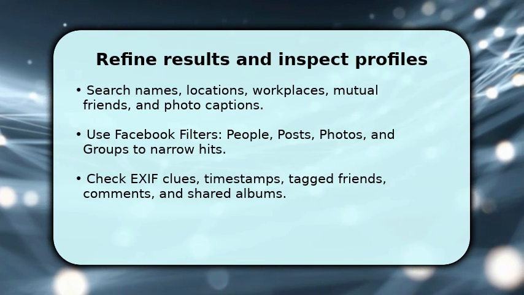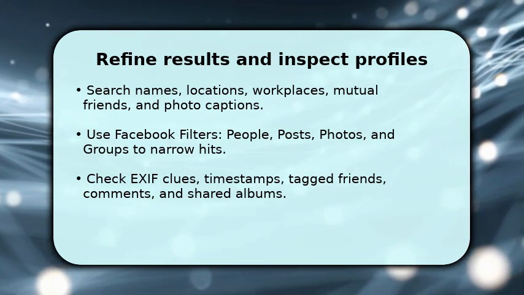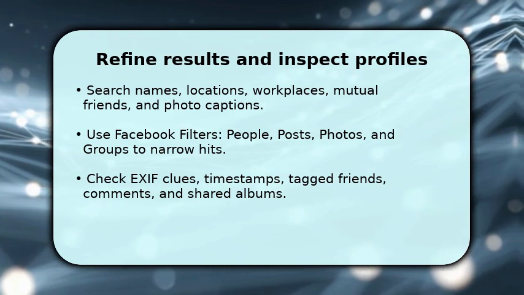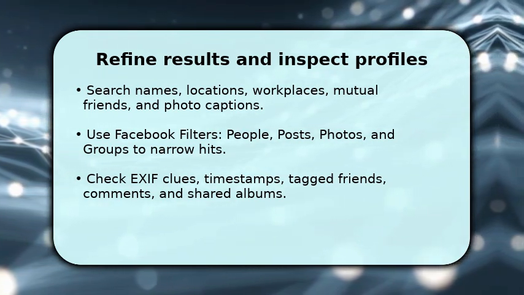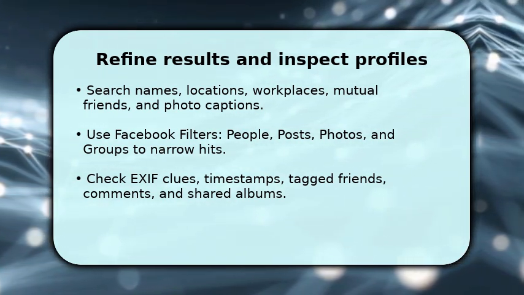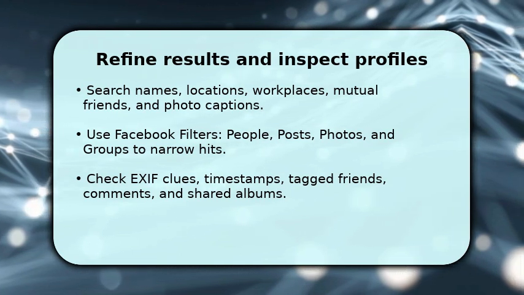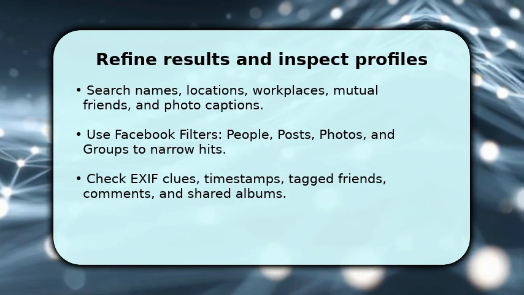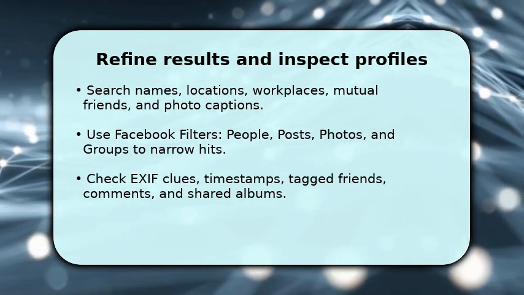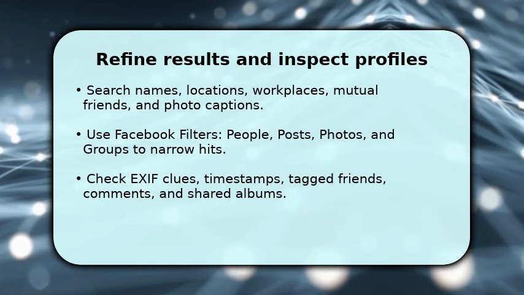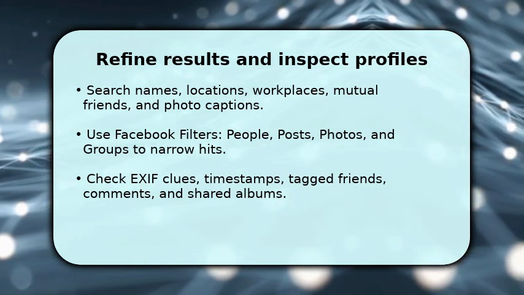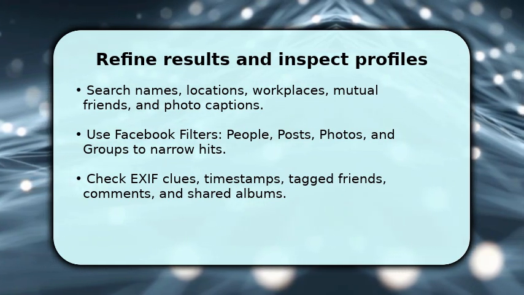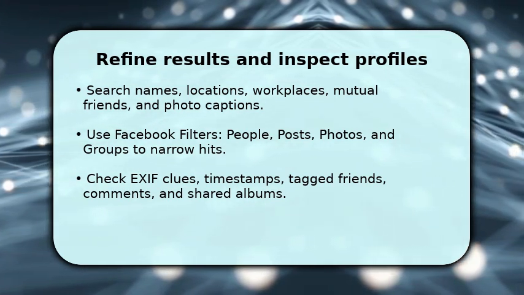Start by entering likely names, locations, or employers into the People and Posts tabs, then switch to photos and groups to catch shared instances. Once you get candidate profiles, compare profile photos, mutual friends, and timestamps. Check captions and comments for context. You should also inspect the photo's upload history and surrounding images to confirm identity. If a reverse image search returned external matches, follow those posts back to Facebook pages or repost threads.